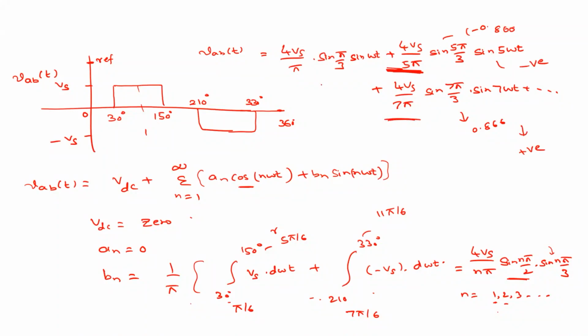Okay. So that means this is moving in the clockwise direction. That means the fifth order harmonic is moving in the anti-clockwise direction. And similarly, the seventh order harmonic is moving in the clockwise direction.